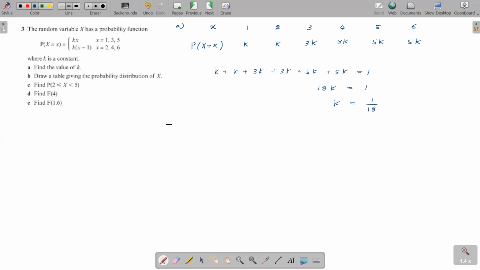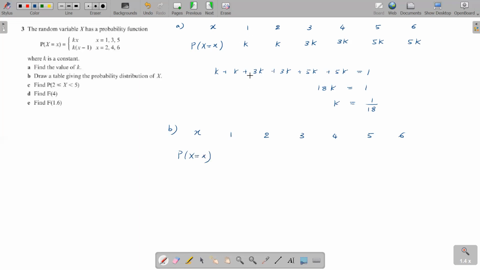And then part B, draw the table given the probability distribution of X. So the table with the probability distribution, X value 1, 2, 3, 4, 5, and 6. And K value is now found as 1 over 18. Input the K value and draw the table.